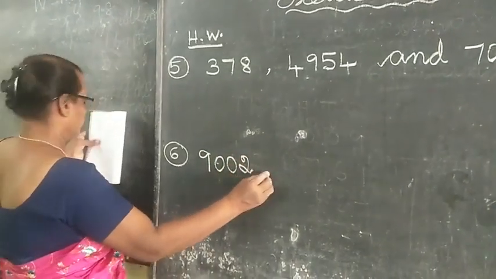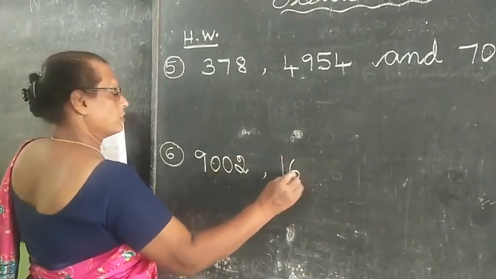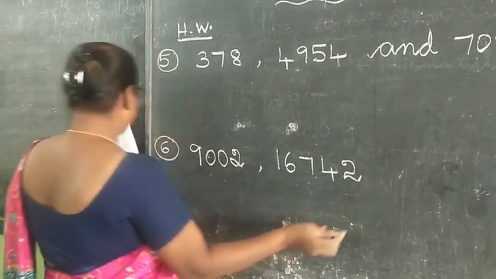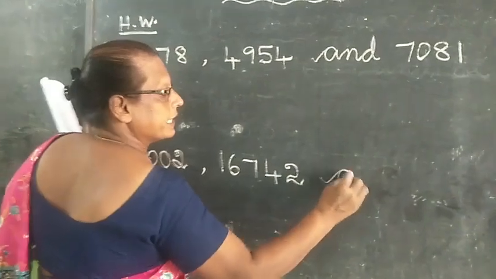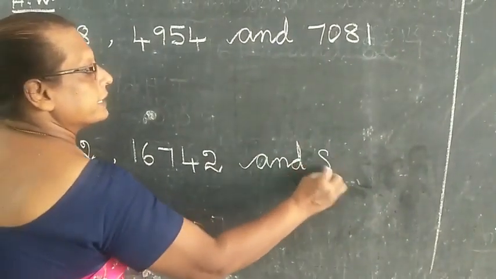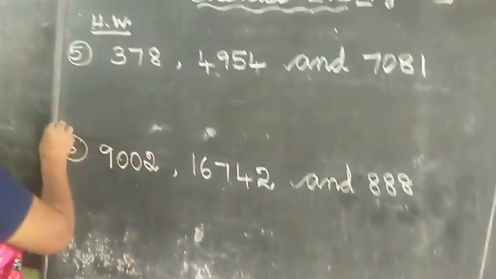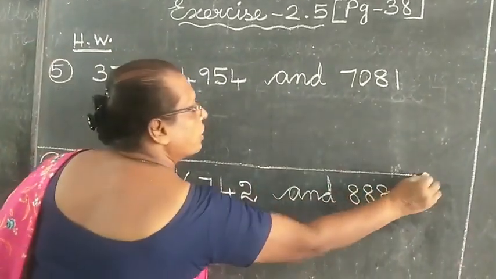9,002, 16,742 and 888 and 888. Okay children, 2 sum for homework. After completing each sum you have to draw line.